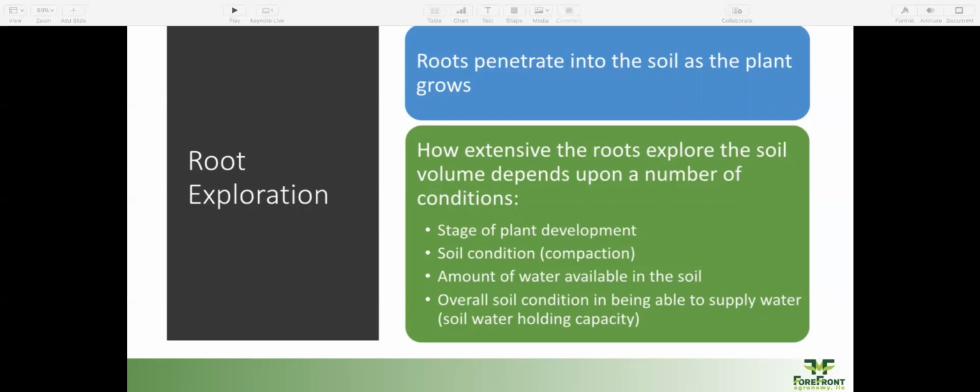One of them is the stage of plant development. Two is soil condition and whether we're dealing with any kind of compaction issues. Three is how much water is available in the soil. And then finally, what is the soil water holding capacity of that particular texture.